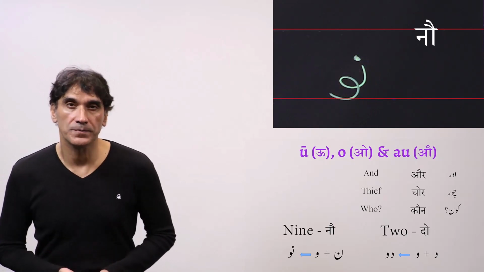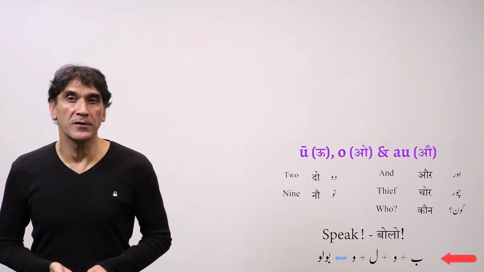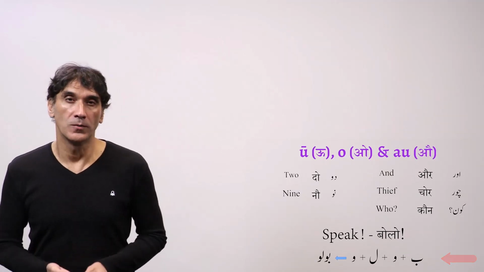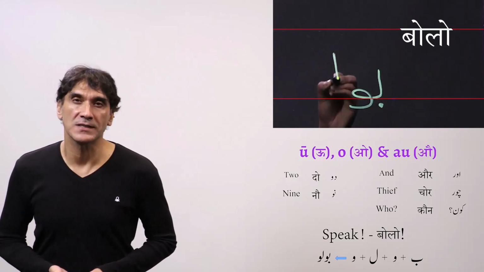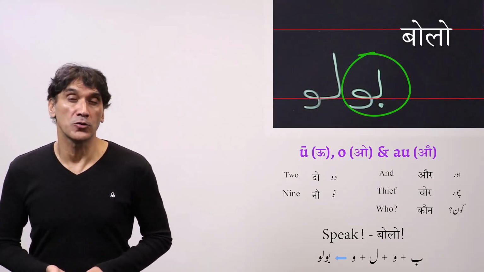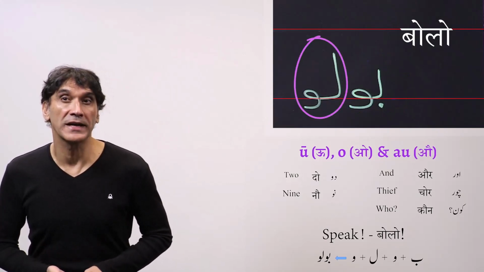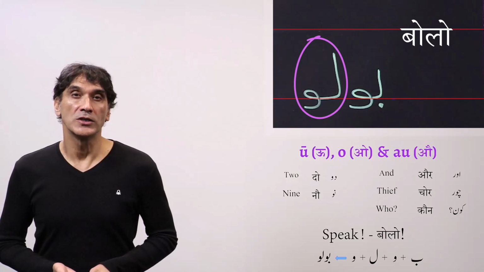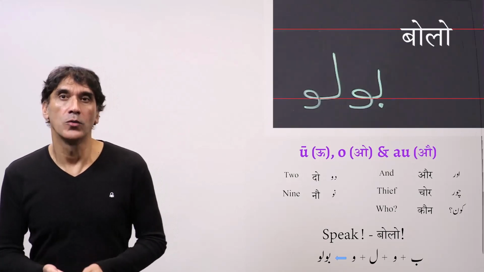And the last word is bolo, speak, the imperative form of the verb bolna, to speak. The spelling is be plus wow plus lam plus wow. So be will take the initial form and connect it to wow to make it bo. And similarly, lam will take the initial form and connect it to wow to make it lo. So be plus wow bo, lam plus wow lo, bo, lo, bolo.